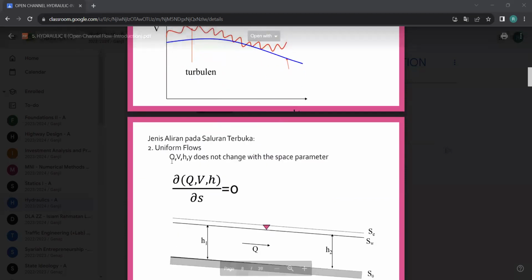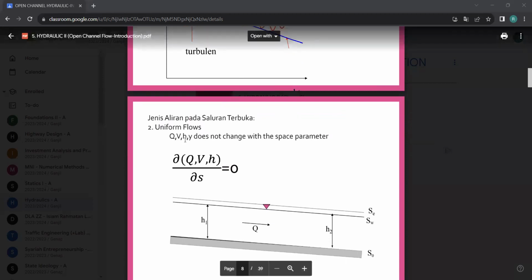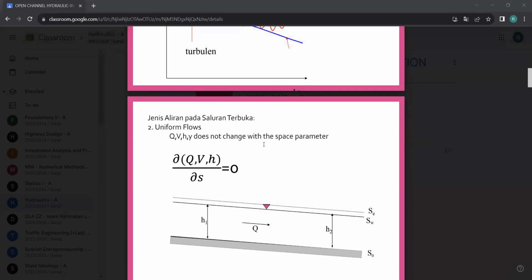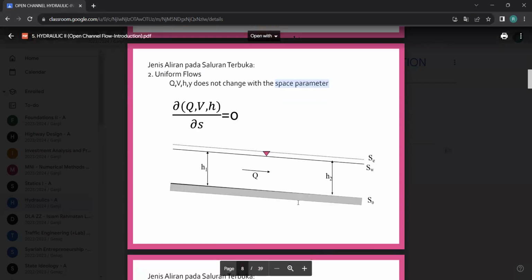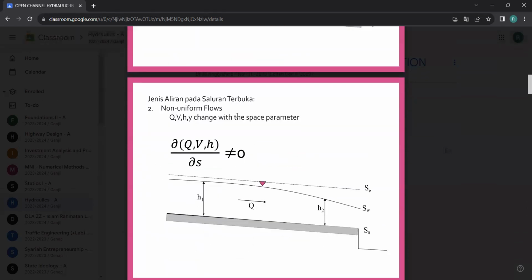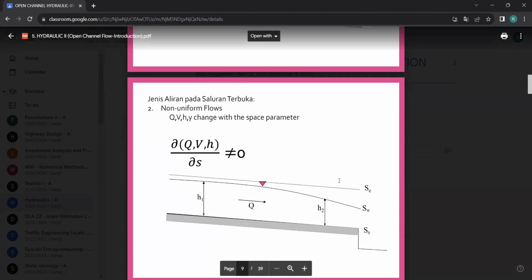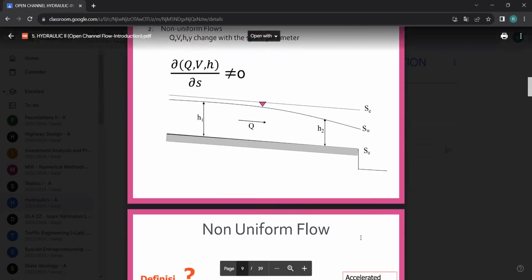Next is uniform flow. Uniform flow is not changed with space parameter. Space parameter is like the shape of the channel. So there is no different shape of the channel. And next is non-uniform flow. It changes with the space parameter because there is a different shape of the channel.